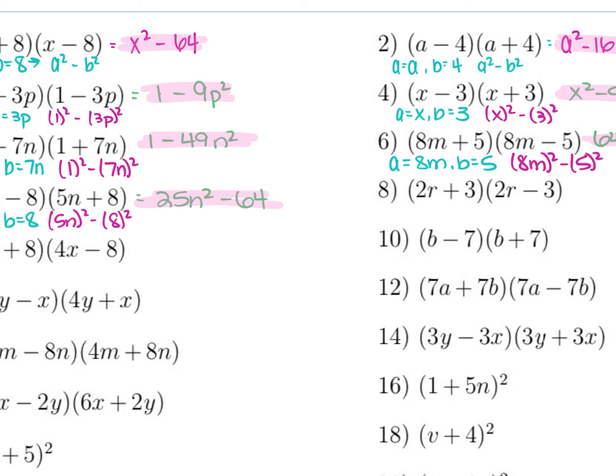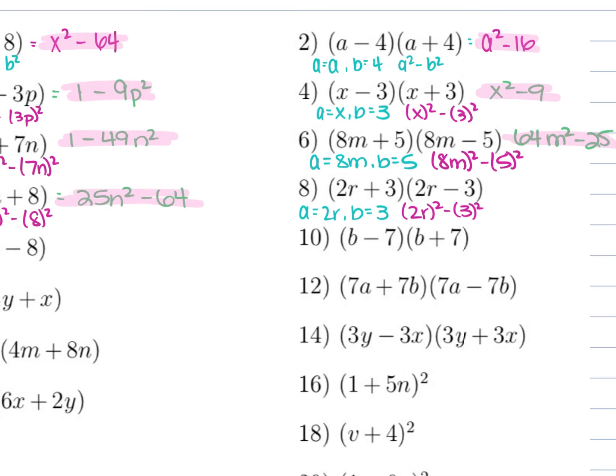For number 8, we have 2r plus 3 times 2r minus 3. So again, your a is the 2r, your b is the 3. You're going to do 2r to the second power minus 3 to the second power. This leaves us with 4r squared minus 9.